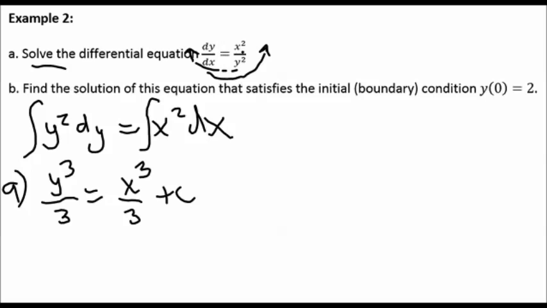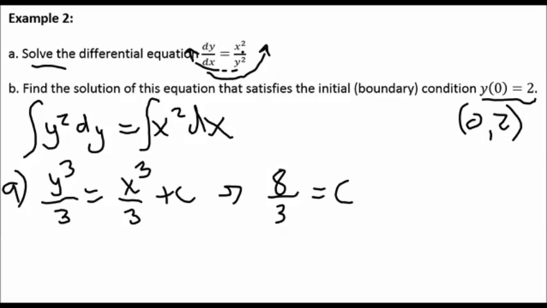They want the solution of this equation that satisfies the initial condition, or the boundary condition, y of 0 equals 2. Now, they're telling us that's the point (0, 2). Okay, so that's the same information as before. So let's plug that in and see what we get. On the left-hand side, I get 8/3. On the right-hand side, it zeroes out, and hey, automatically I already have c. That's great. So let's plug c back in and see what we get.